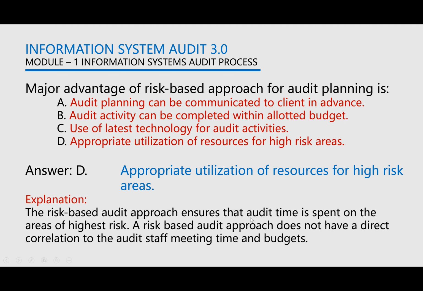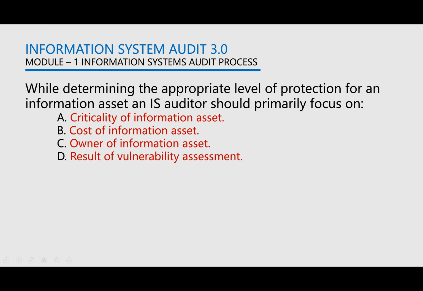The risk-based audit approach ensures that audit time is spent on the areas that carry high risk. Which means that if I have to do an IS audit, I need to focus on the high-risk areas. Next: while determining the appropriate level of protection for an information asset, an IS auditor should primarily focus on. Remember, while determining the appropriate level of protection, that means I have identified the information assets, and now I'm talking about how to protect them. What should I focus on? Options: criticality of the information assets, cost of the information assets, owner of the information assets, and result of vulnerability assessment. Now, this is a tricky question.